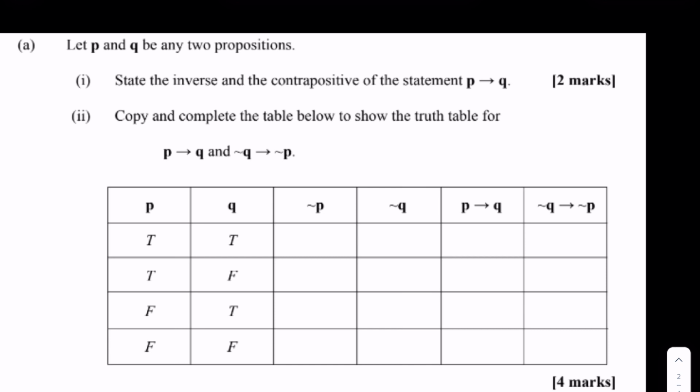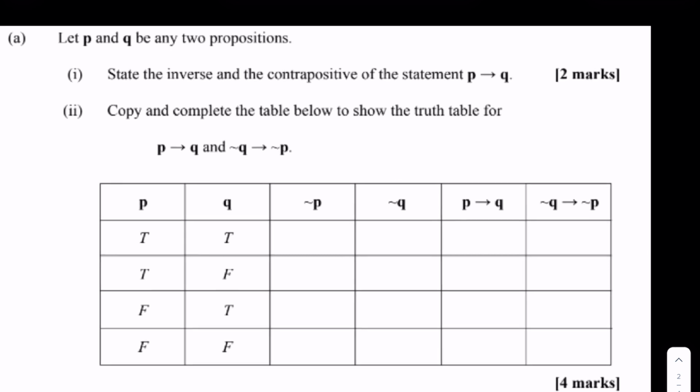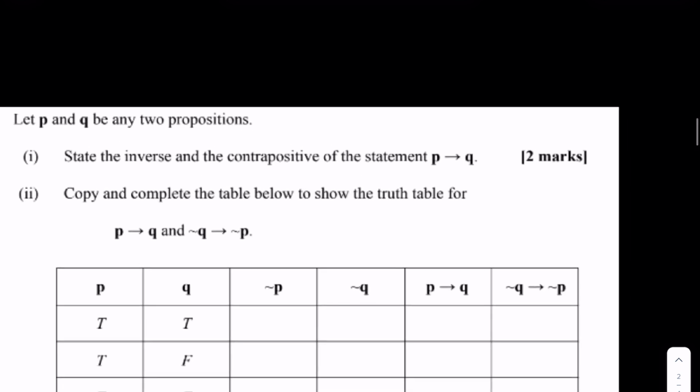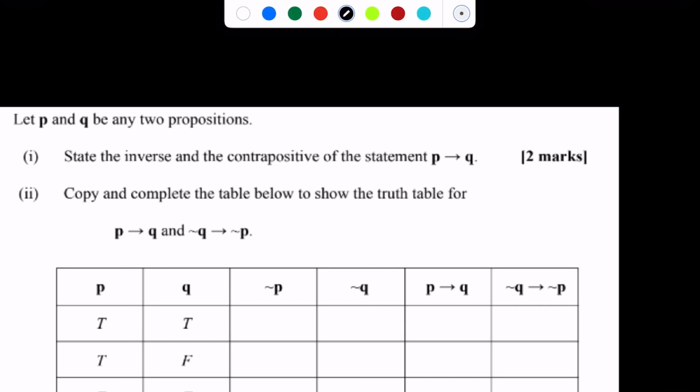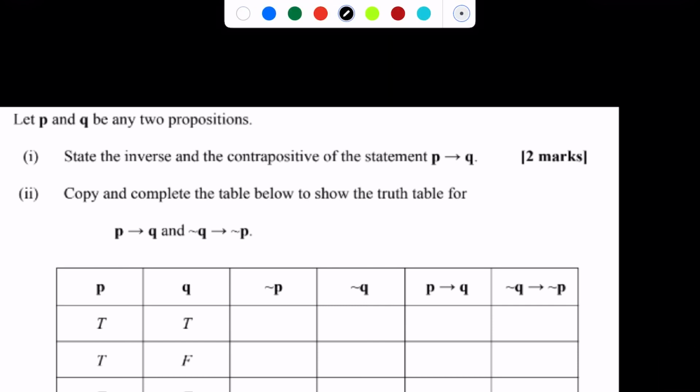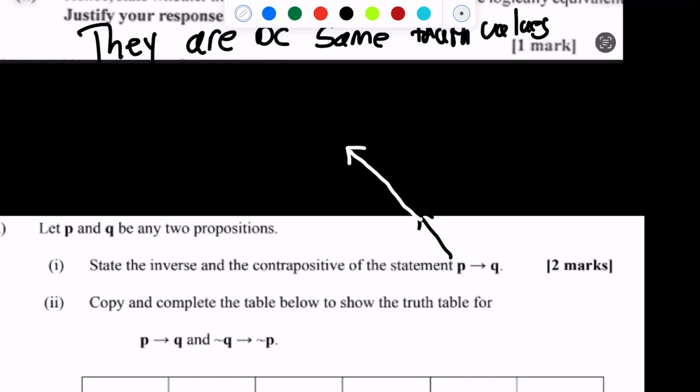Okay. So let P and Q be any two propositions. State the inverse and contrapositive of the statement P then Q. Do you guys remember what I was talking about with inverse and contrapositive? Maybe you don't, maybe you do. But they're asking us to state the inverse and the contrapositive. So we have P then Q. Remember, this arrow signifies then.